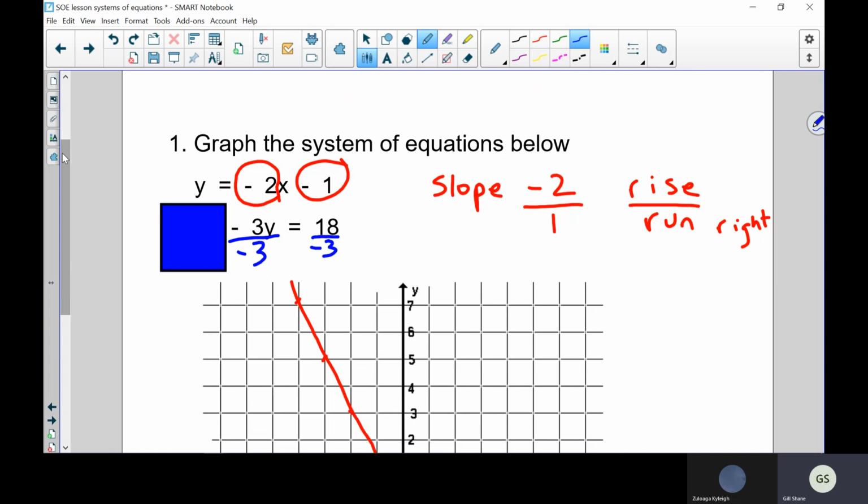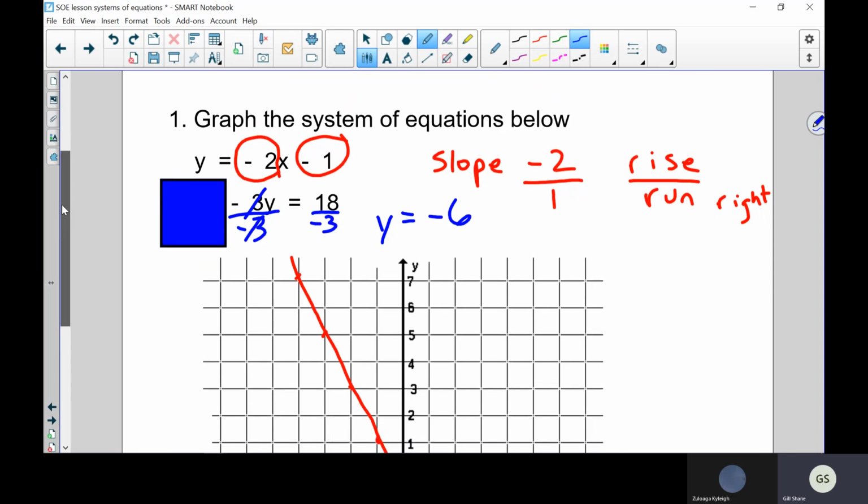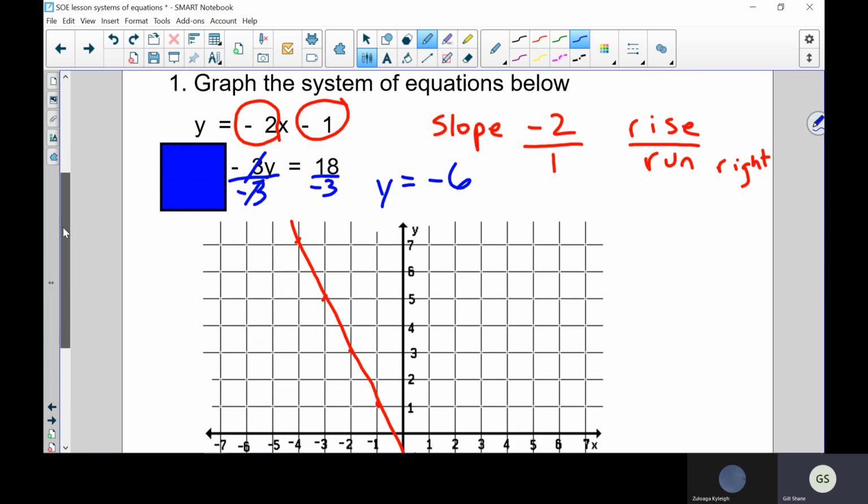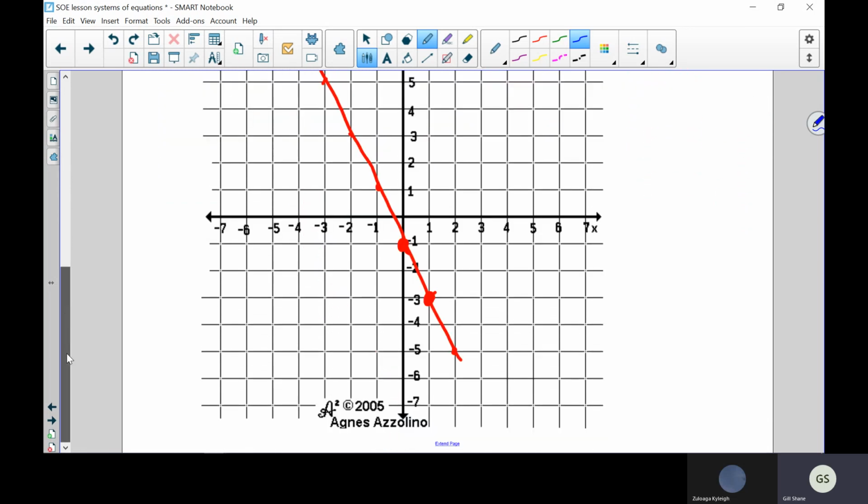So if I divide that out, the 3's go away. They just become 1. -3 divided by -3 is just 1. So I get y equals -6. So now, once you solve and you get y equals -6, then you go to the graph. It's y, so you stay on the y-axis, and you just put a point on -6 on the y-axis.